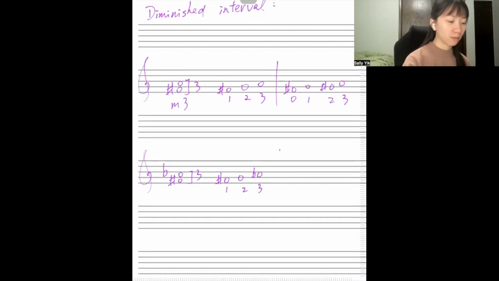But if we count the number of semitones, let's see what happens. So we have F sharp, and then we have G, and then we have A flat.